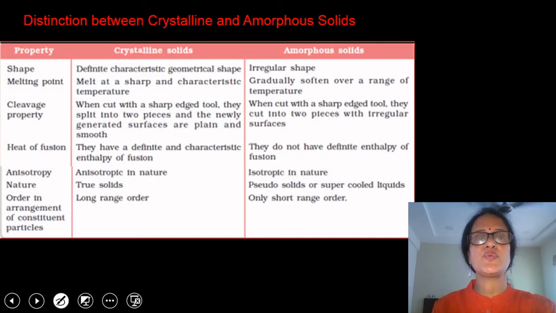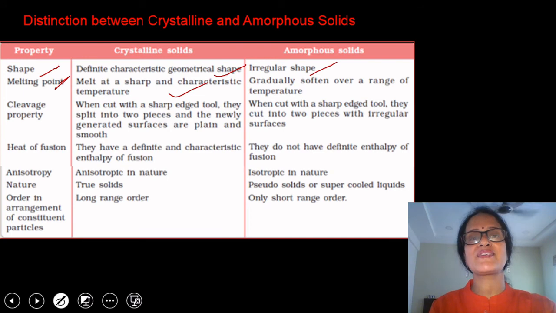The differences between crystalline and amorphous solids have been mentioned in this table. We will start our discussion with shape. In case of crystalline solids, they have definite characteristic and geometrical shape, but amorphous solids have irregular shape. Now we will discuss melting point. As we have already discussed, crystalline solids melt at a sharp and characteristic temperature, means they have a sharp melting point. But amorphous solids gradually soften over a range of temperature and they don't have a sharp melting point.